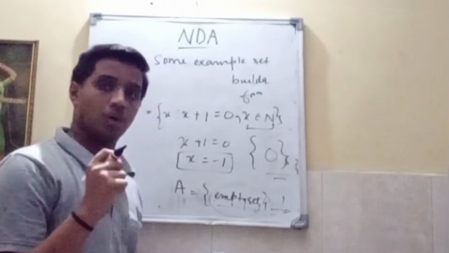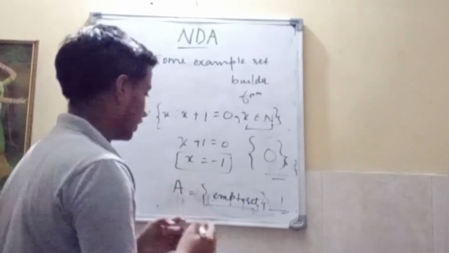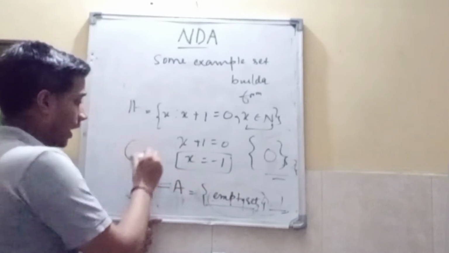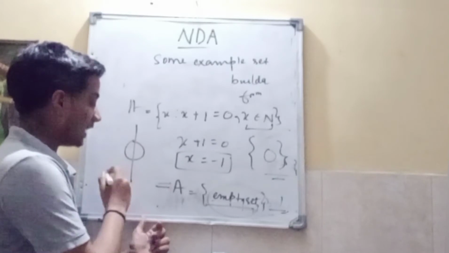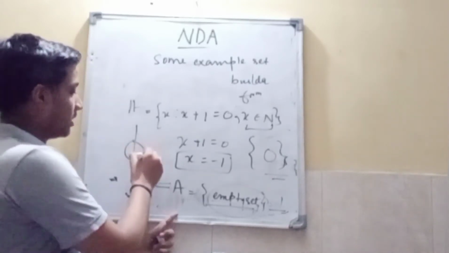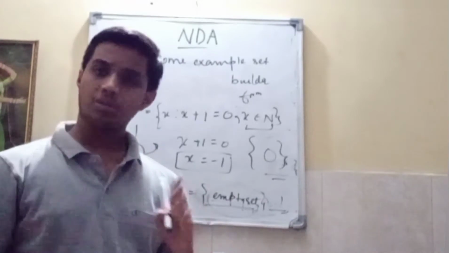But there is another representation for this. Empty set is equal to ϕ. This symbol is a Greek letter which is used to represent the empty set. If a set is empty, then we write this. This is commonly used in many of the questions.